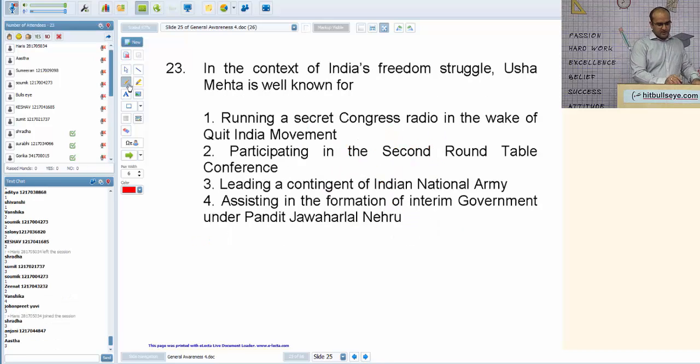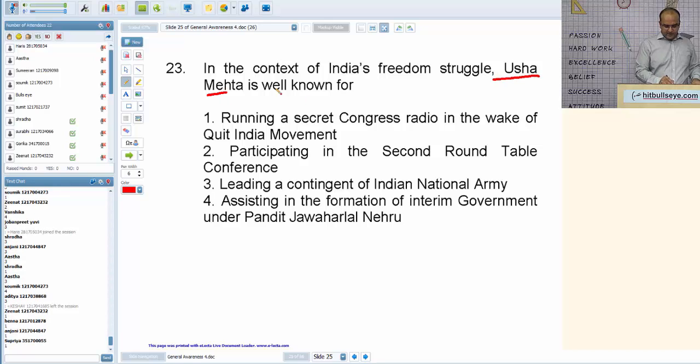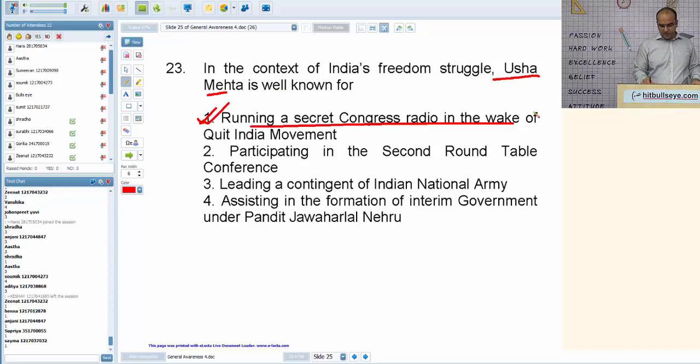Next, in the context of India's freedom struggle, Usha Mehta is well known for... So the correct answer as far as this question is concerned is option number 1. So she ran a secret radio during the progression of Quit India movement. As far as this movement was concerned, this was very different from the earlier movement. This was kind of a violent movement.